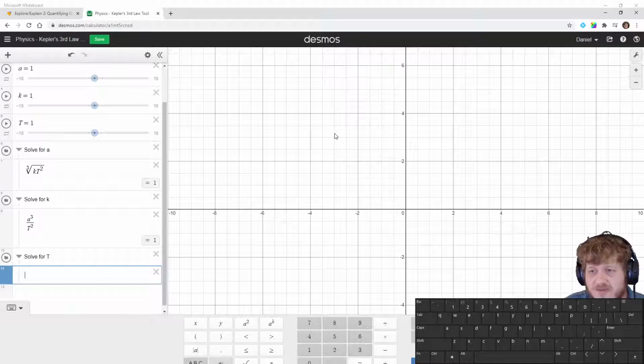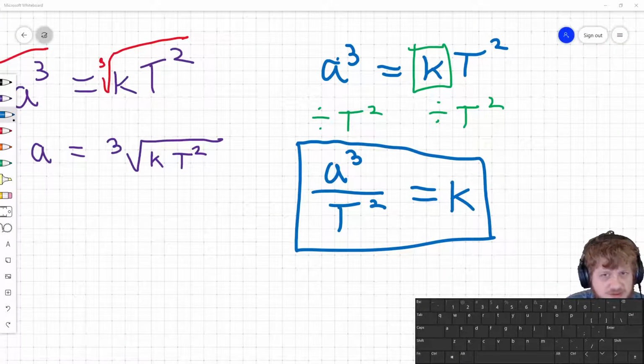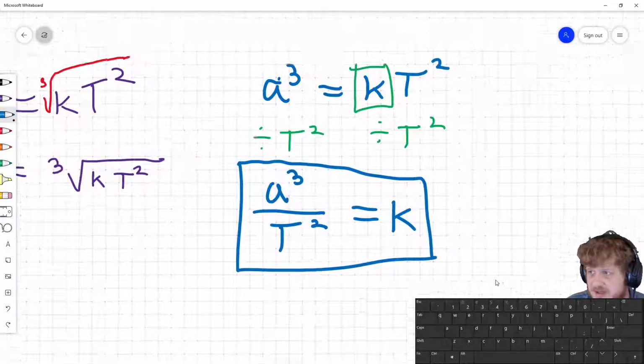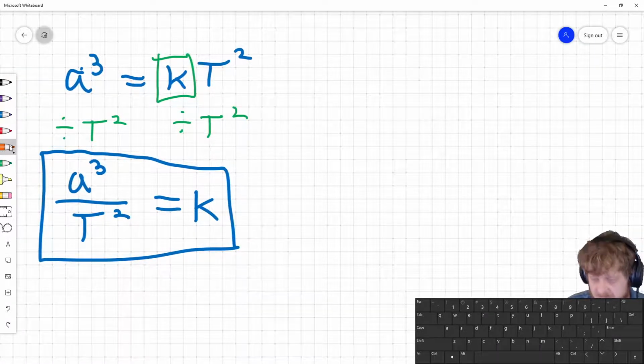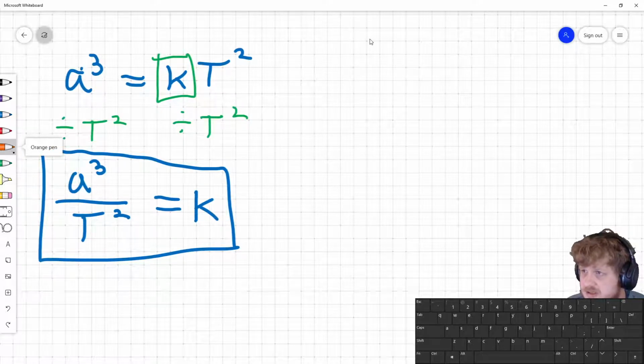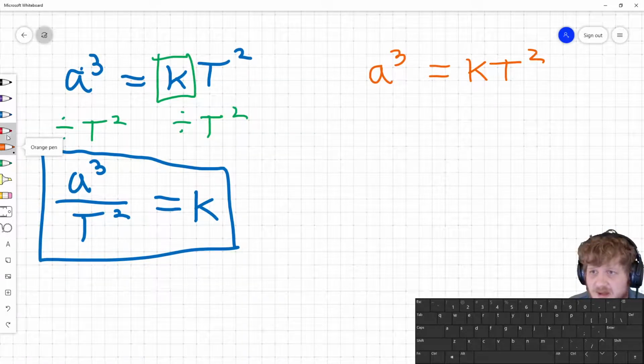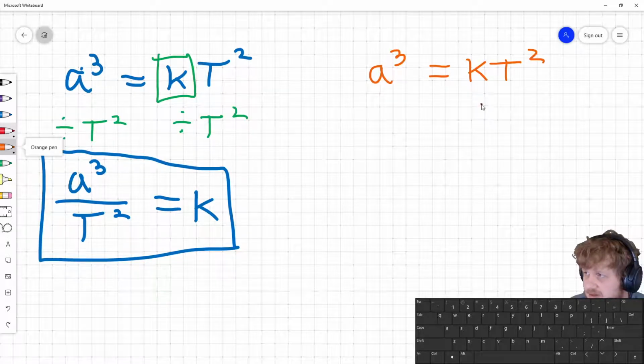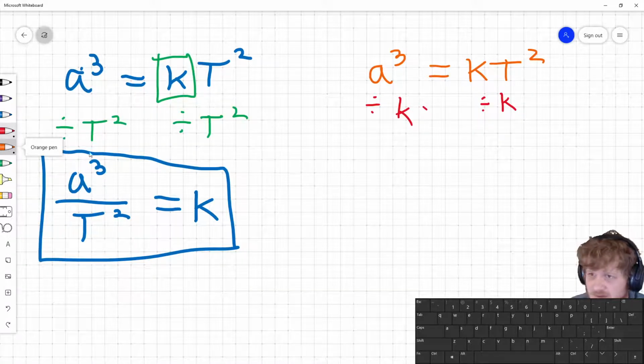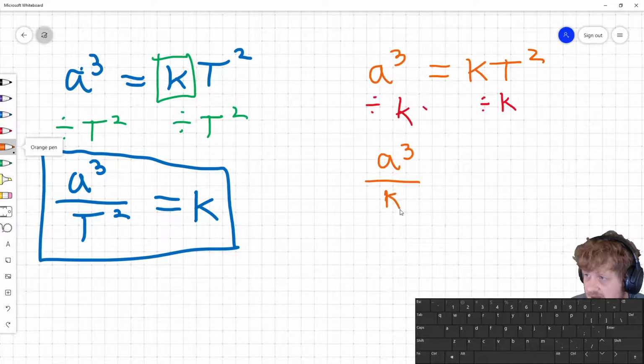So we want to solve for t, and so we'll go back to our whiteboard, and we'll do the algebra necessary to solve for t. So let's rewrite our equation. We have a cubed equals k t squared. First things first, we're going to want to divide both sides by k. So we get a cubed over k equals t squared.